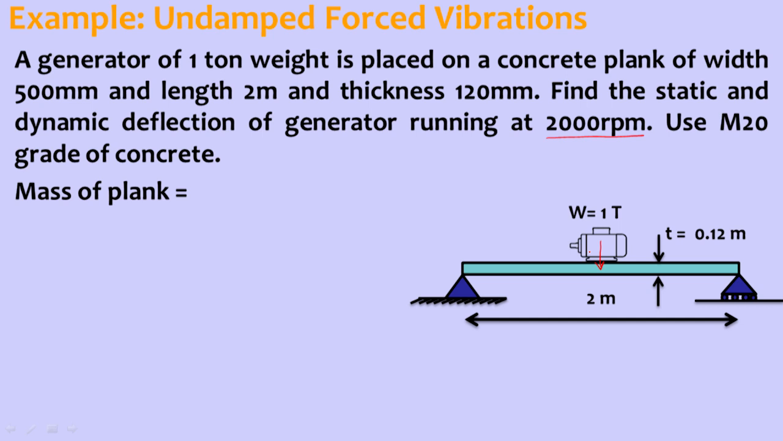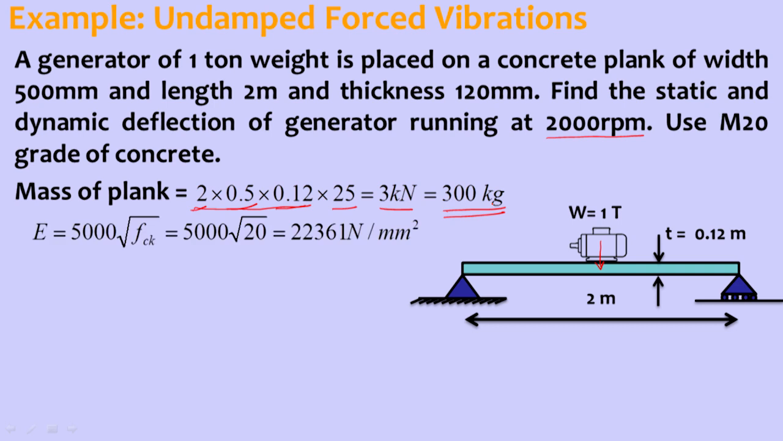First, let us find out the mass of the plank. The mass of the plank is 2 meters length multiplied by 0.5 meter width multiplied by 120 mm thickness. All these three things give the volume, and then this is the weight density of concrete. So, we get 3 kilonewton. If we convert that into kg, we get 300 kg as the mass of the system.